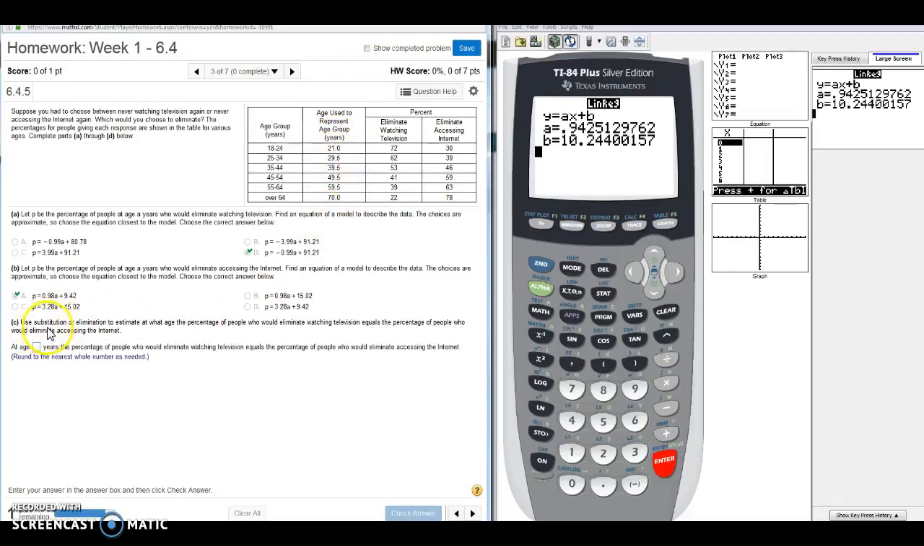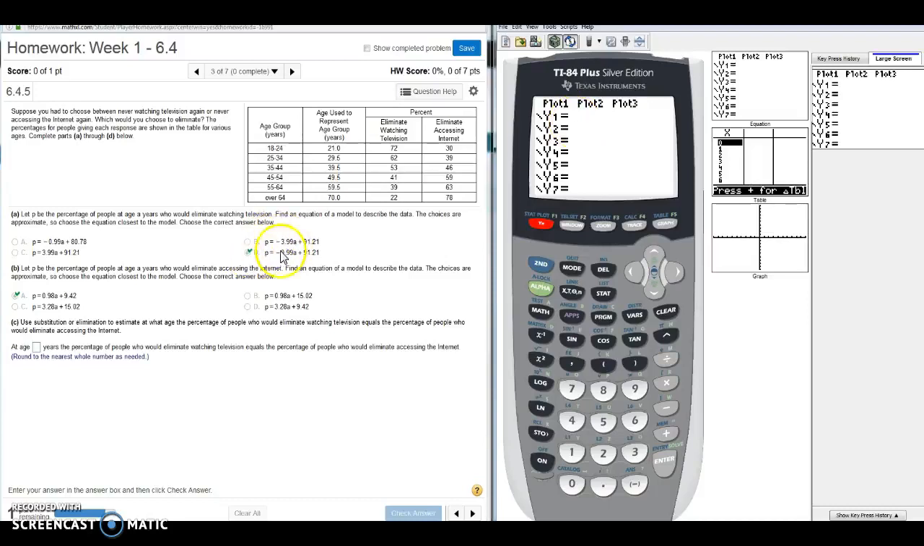Now it says use substitution or elimination to estimate at what age the percentage of people who would eliminate watching television equals the percentage of people who would eliminate accessing the internet. So we're going to go ahead and use these values here. We're going to click y equals, and in y1 we're going to type my first equation, which is negative 0.99, I'm going to use x instead of a, plus 91.21. I've entered my first equation.